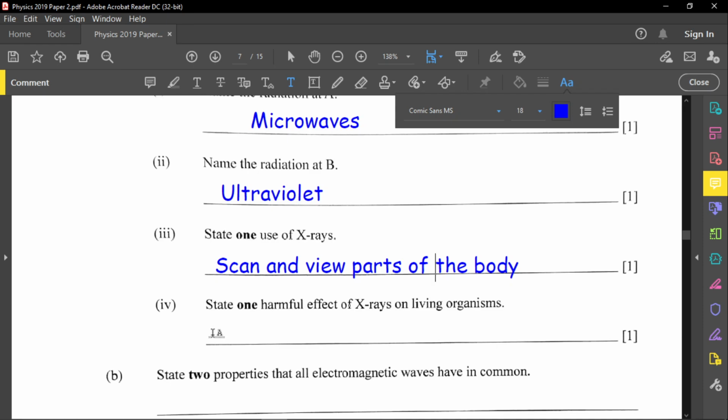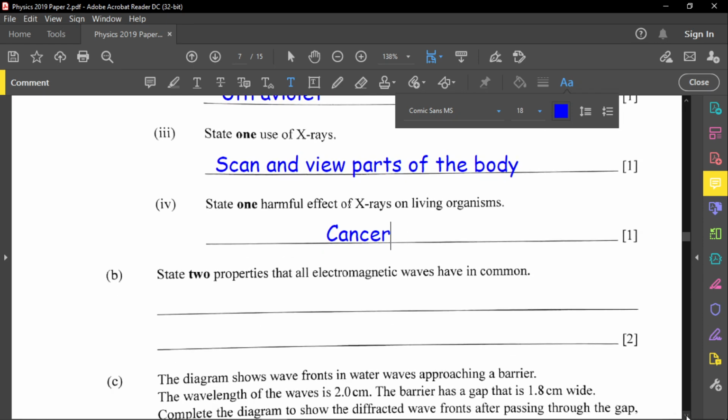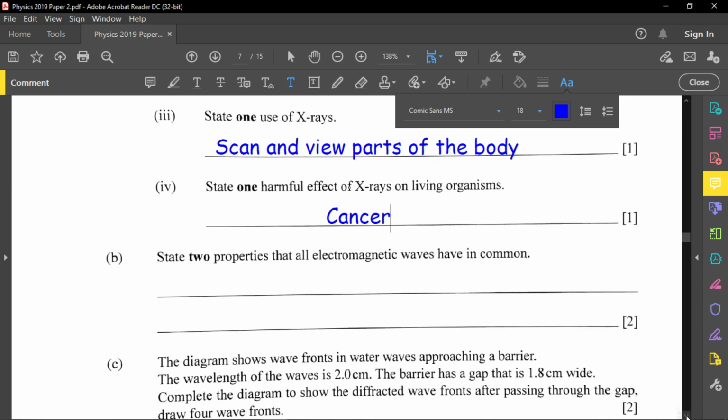All right, and state 1 harmful effect of X-rays on living organisms. And definitely this could lead to cancer. All right, especially long exposure to these things, definitely so. Part B is state 1 property that all electromagnetic waves have in common. And so they have a number of things in common, all right? So I must give you probably two.